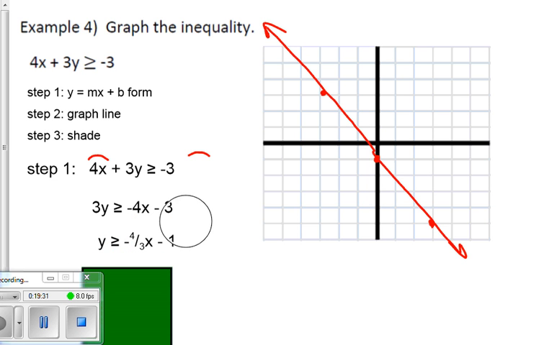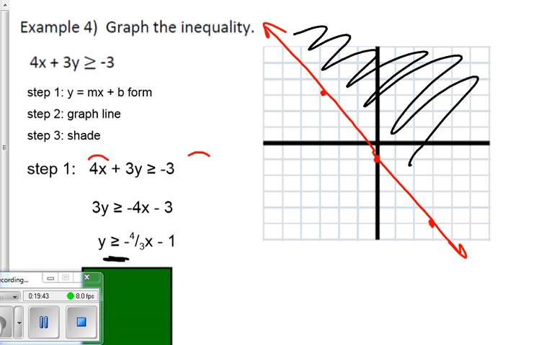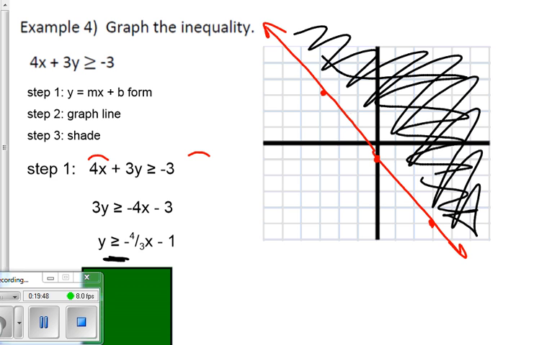From there, the last thing to do is shade in the correct area. Because we have greater than or equal to, that means we're doing everything above that line. So I'd shade everywhere up here. This is my shaded region. And that's how you would graph inequalities.